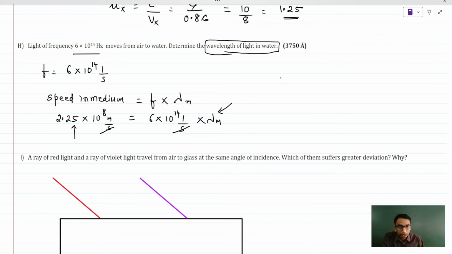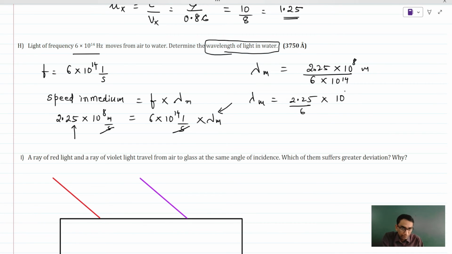So wavelength in the medium or the water is equal to 2.25 into 10 raised to 8 meters upon 6 into 10 raised to 14, right? And then this is equal to wavelength in the medium, 2.25 upon 6. This goes over, so this is 10 raised to minus 6 meters.